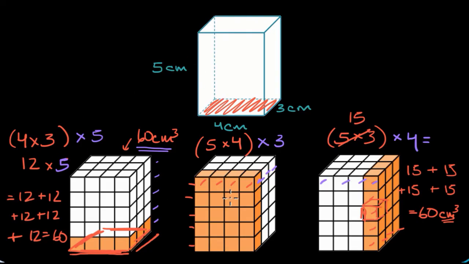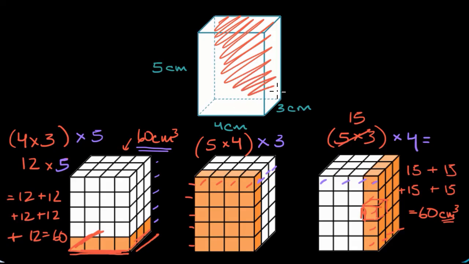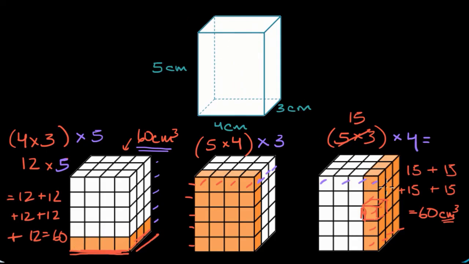Or you could think of it the other way. We could find the area of that side, and then multiply it times the other dimension. So 5 times 4 would be the area of that back side, and then you could multiply it times the 3, once again to get the 60. Or last but not least, in this last example, you could say, let's find the area of this right side, which is going to be 5 times 3, and then multiply it times that fourth side.